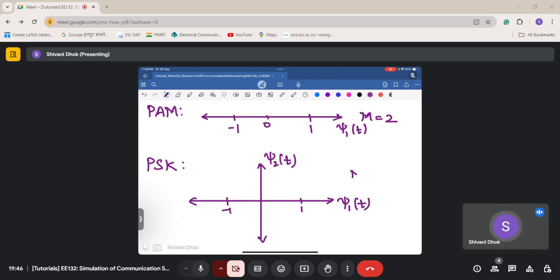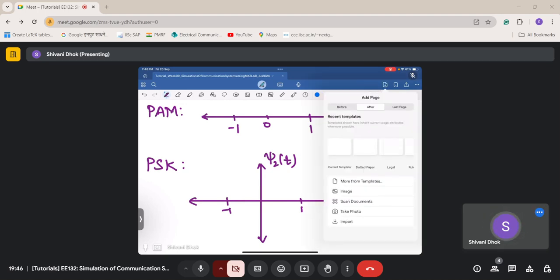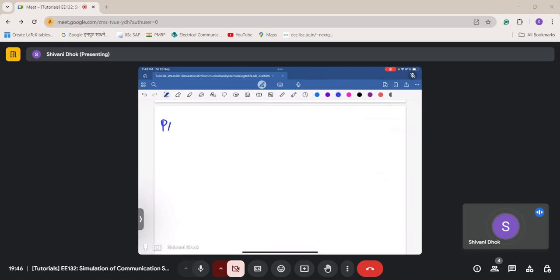A small fundamental difference between these two is the dimensions that PAM and PSK use. If you look at pulse amplitude modulation, the signal that you transmit, let's say s_m(t), is the real part of A_m times cos 2 pi f_c t, with some constant or some pulse shaping. This is your basis. Only one basis is required to represent pulse amplitude modulation.